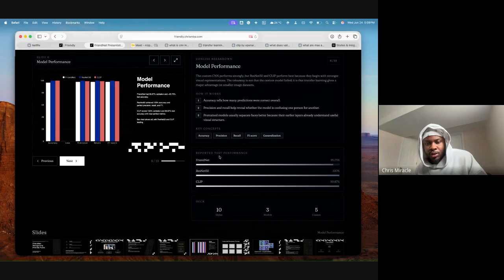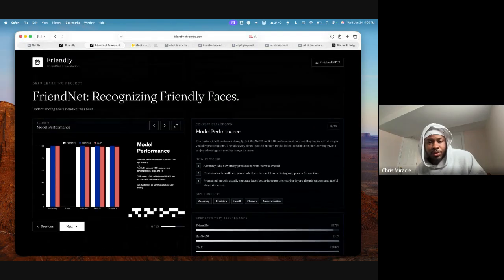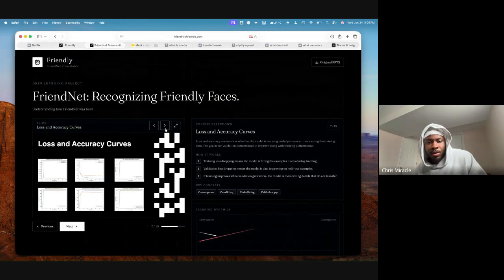And for reported test performance, FaceNet 95%, ResNet 100%, and CLIP 98.87%. And the training loss, the loss and accuracy curves, you can see.